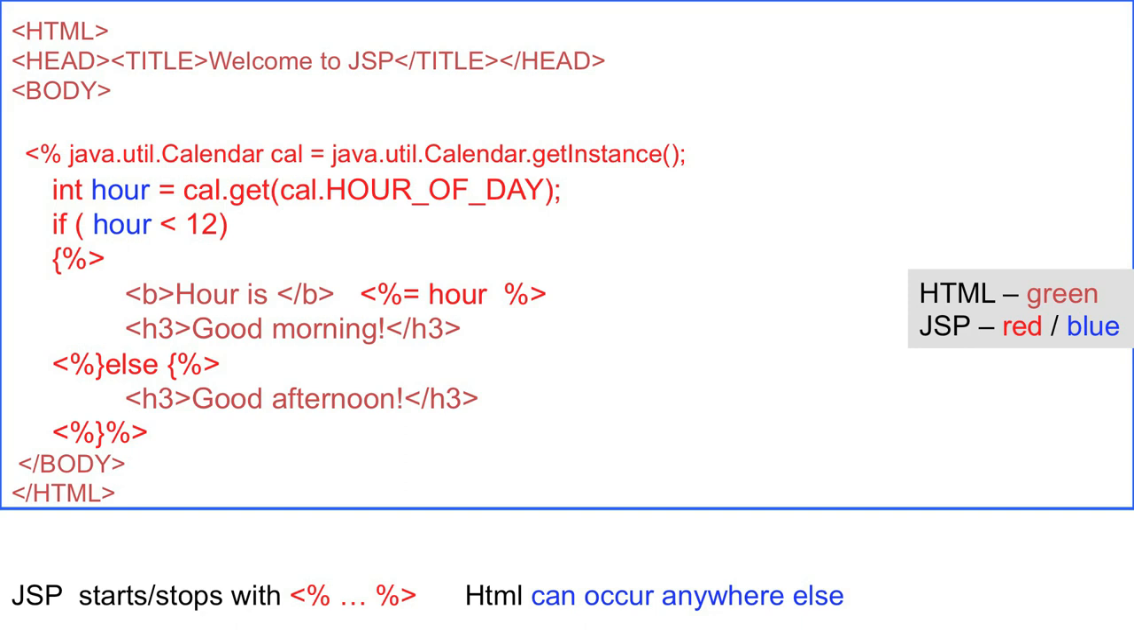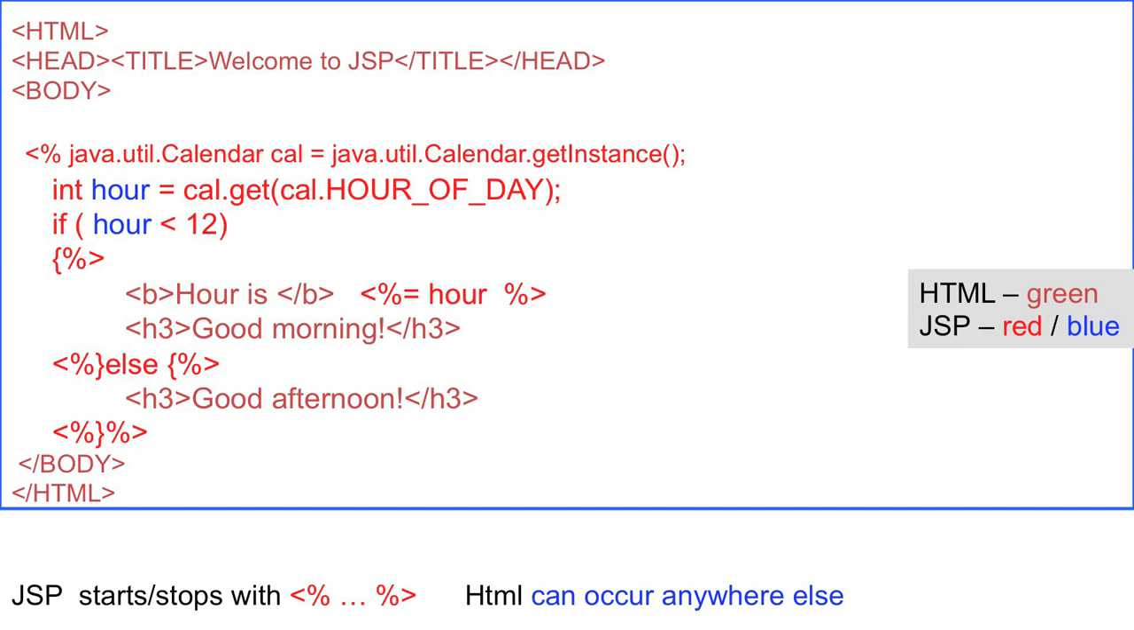And now you can see java.util.Calendar. Calendar is a class which is inside the util package, and util is inside the java package. Cal is the object of this Calendar class, because we are using the Calendar.getInstance function here. In the next line you can see int hour equals cal.get(Calendar.HOUR_OF_DAY). Cal is the object of the Calendar class, and this will extract the hour of the day and save it in the hour variable. And if hour is less than 12, it will display a good morning message.